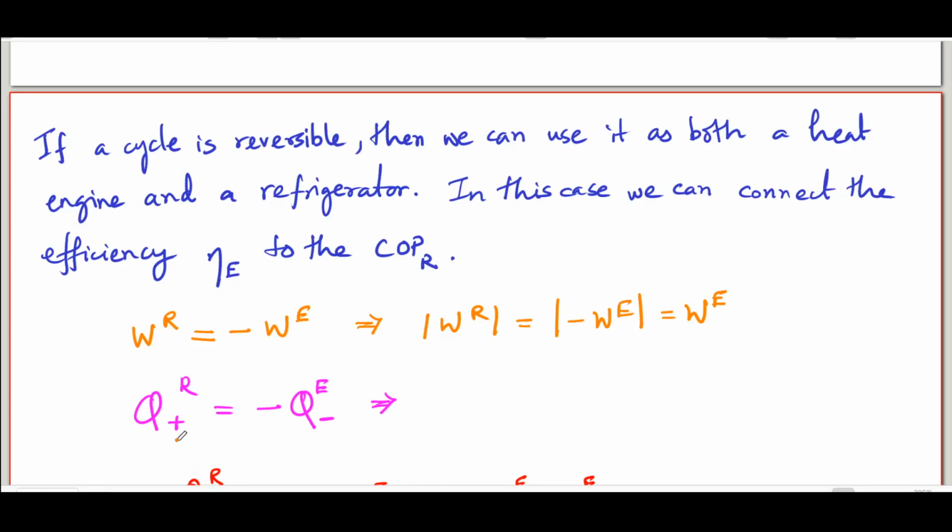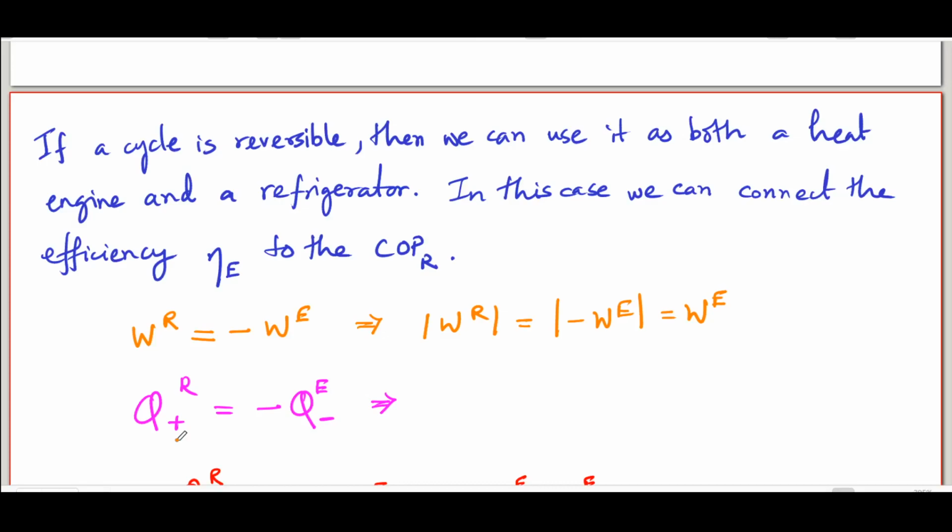On the other hand, and this is where you have to be careful, Q plus R, which is total amount of heats added together for the refrigerator, which are positive, they actually come from those terms which give you Q minus for the engine.